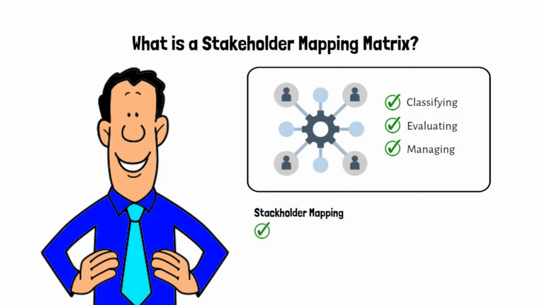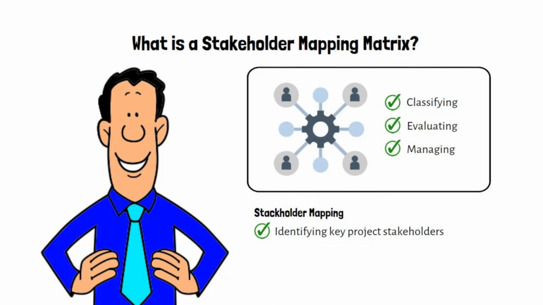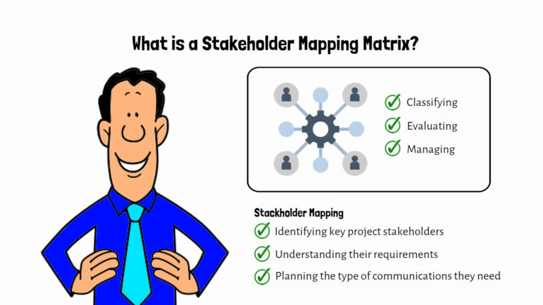A stakeholder mapping matrix is one of the most important stakeholder management tools that provide many benefits, such as identifying key project stakeholders, understanding their requirements, and planning the type of communications they need.